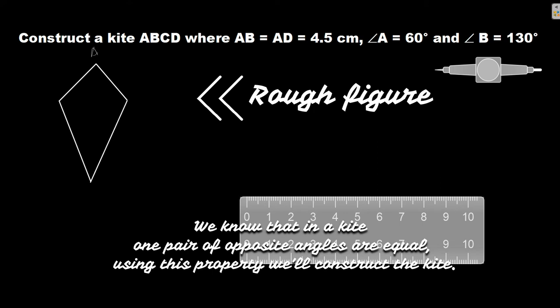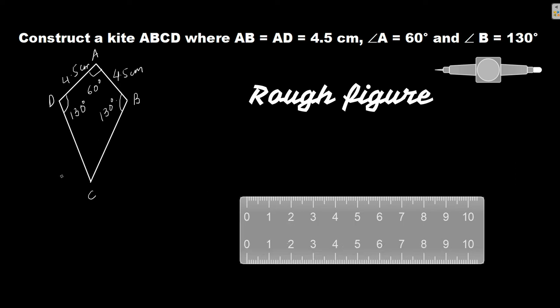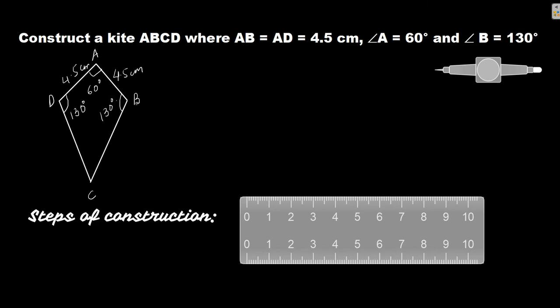This is a kite ABCD. AB is equal to AD is equal to 4.5 centimeters. Angle A is equal to 60 degrees. Angle B is equal to 130 degrees. Angle D is opposite to angle B, so this angle will also be equal to 130 degrees. Let's start construction of the kite.